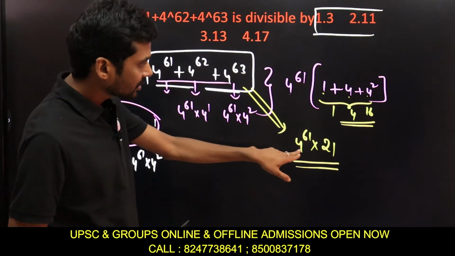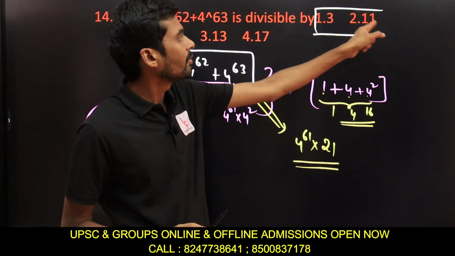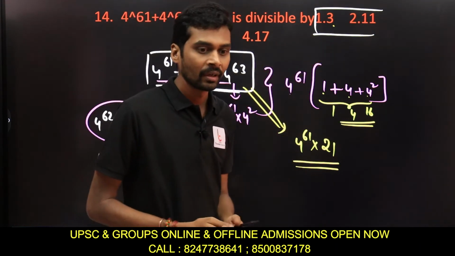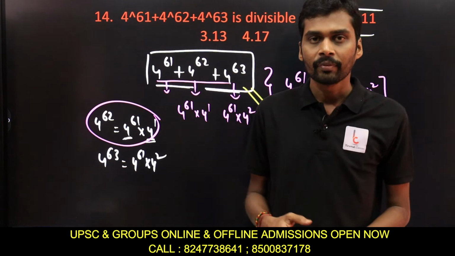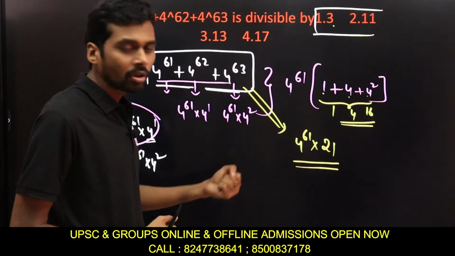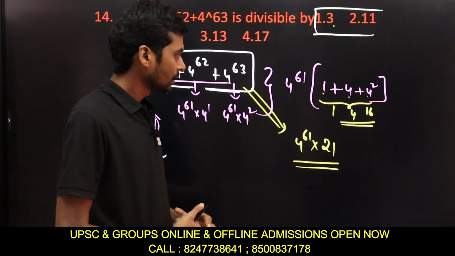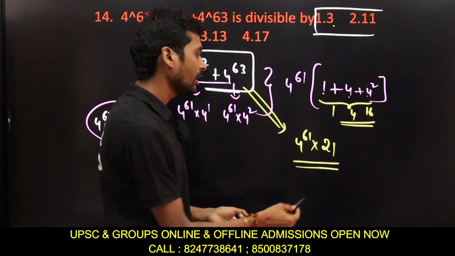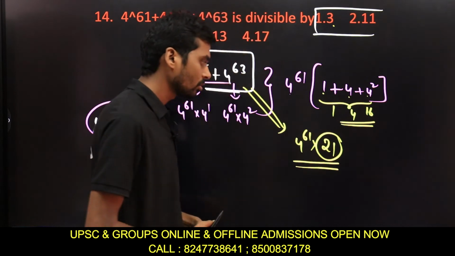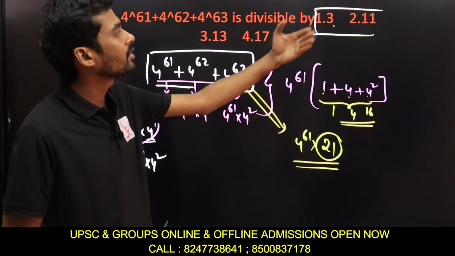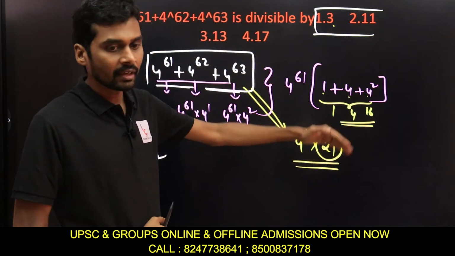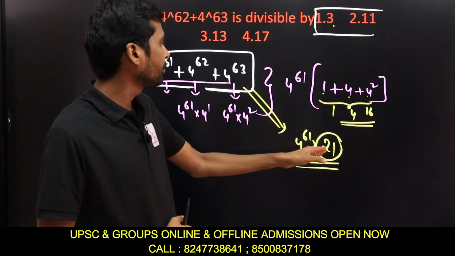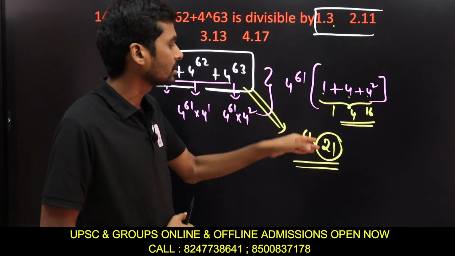Now the number 4 power 61 into 21 is divisible by which of the numbers? We have the options 3, 11, 13, 17. Anyway, we don't know the value of 4 power 61, and it is not asked here. It is actually the interpretation of the problem. So the remaining number is divisible by which of the numbers? Is it divisible by 3, or 11, or 13, or 17?